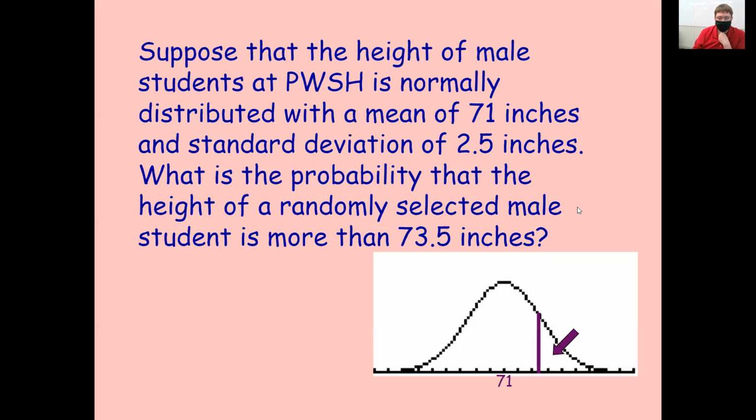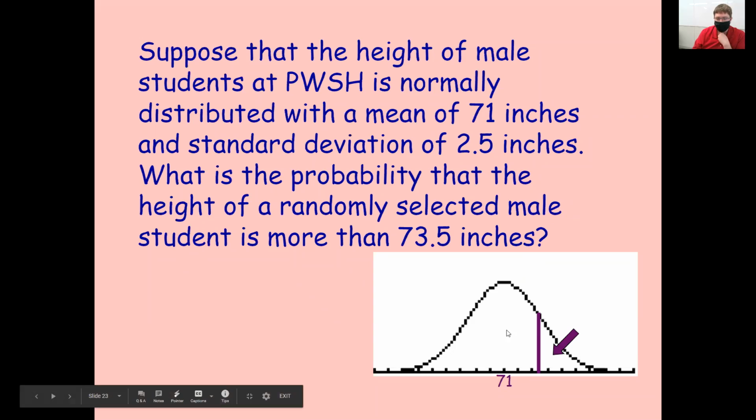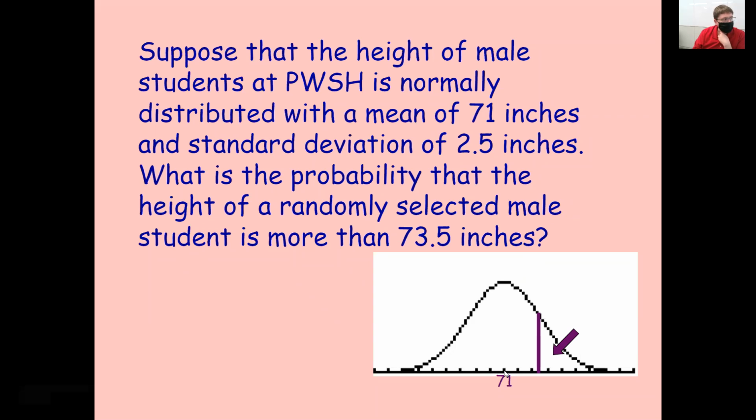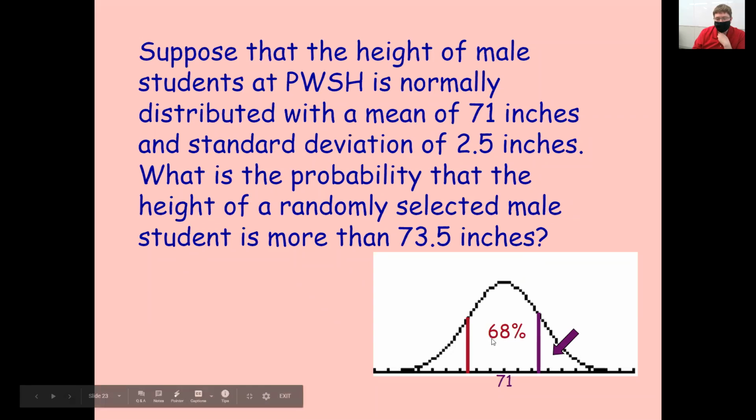So our little graph is going to look like this. Remember, our average is 71. So right here in the middle is where we locate our average. 68% of the data is going to be in this middle section, both above and below the average. So this whole section here, 68% of people fall into this.